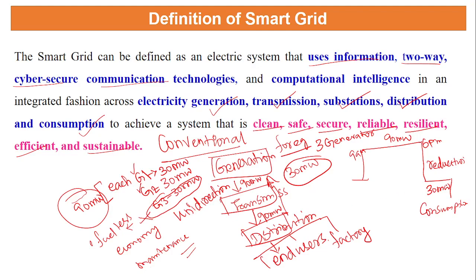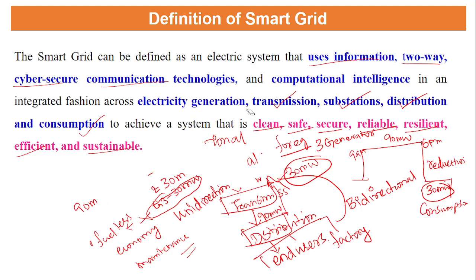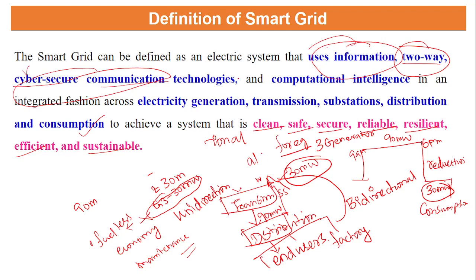It means that the consumption rate which is happening at the end user has been communicated to the generating station. So here the smart grid provides a bidirectional way to communicate the information to the main head station. So that's why the smart grid is implemented. That's why we can say it uses the information under two-way cyber secure communication technologies, because the data is very important. No one should be able to hack the network. So we are saying that it is a cyber secure communication technology.